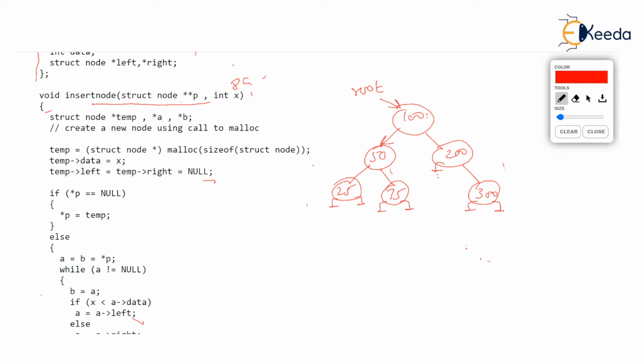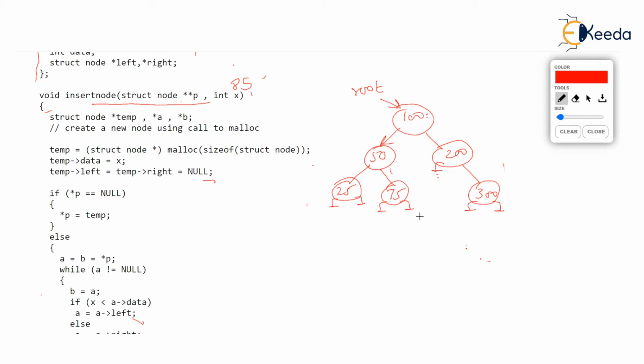Now observe, you know very well where 85 will go. 85 will go to the left of 100. You can start from root. 85 is less than 100, but then 85 will be compared with 50. 85 is greater than 50, so 85 should go to the right of 50, but 85 will be compared with 75, and 85 is greater than 75, so it should go to the right of 75. So 85 will become right child of 75. But how exactly this will be done by my program is very interesting to see.